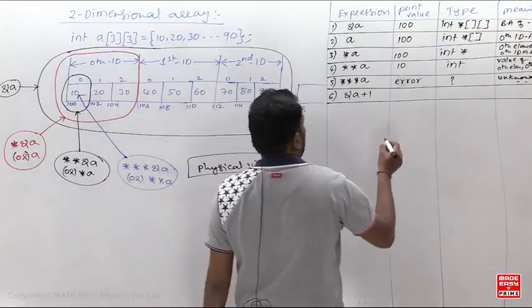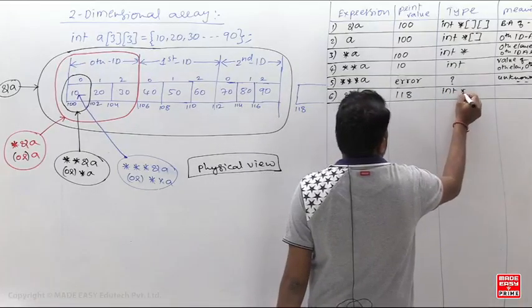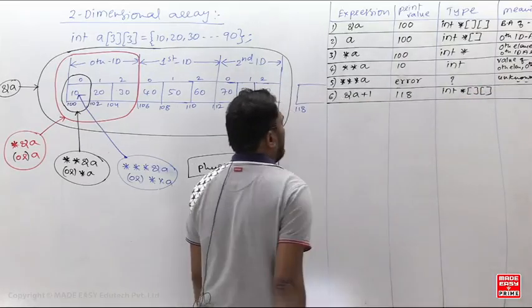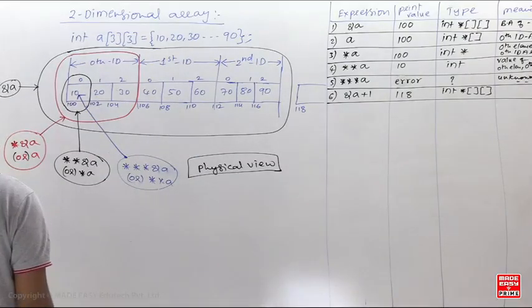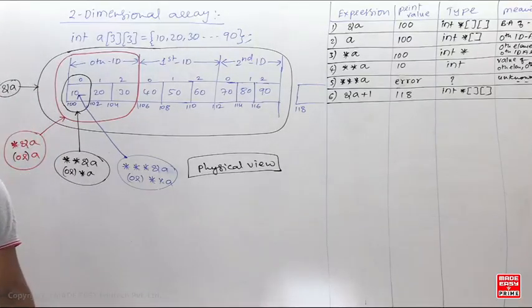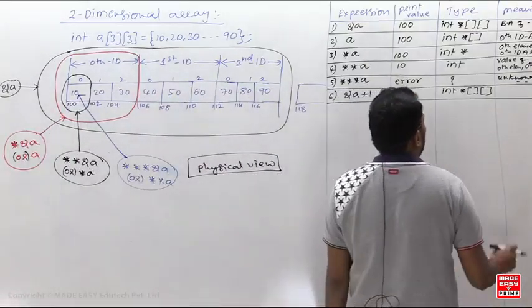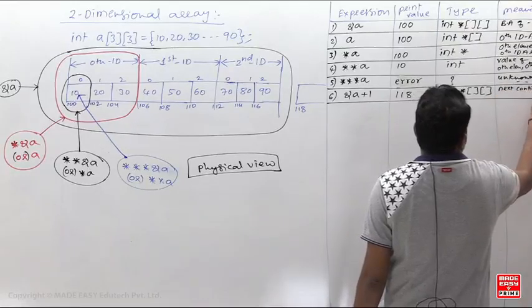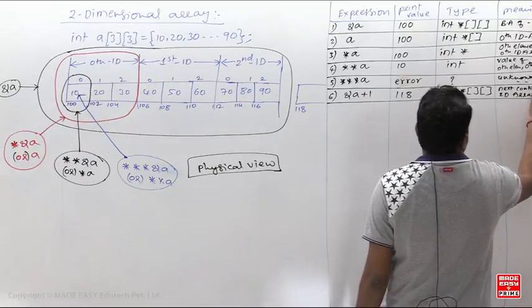Jump according to 2D array size. So what will print? 118. So the type is int star double braces. Int star double braces. हाँ बताओ मीनिंग क्या है? Base address of the next continuous 2D array.